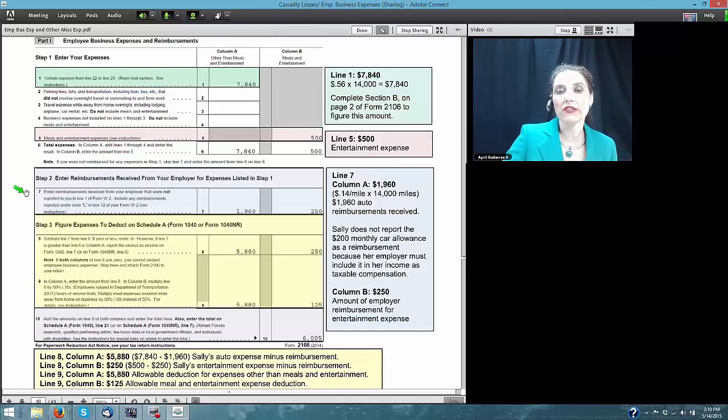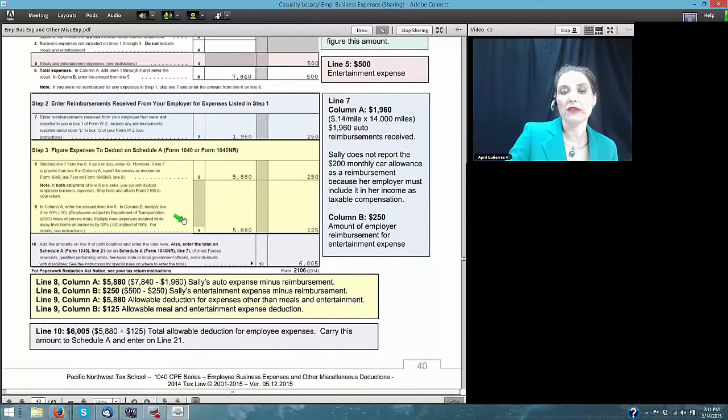So the only amount that she's going to enter as an employer reimbursement on line 7 is going to be 14 cents times 14,000 miles, and we get $1,960 when we do that. So we subtract $1,960 from $7,840, and we end up with an allowable expense for her of $5,880.